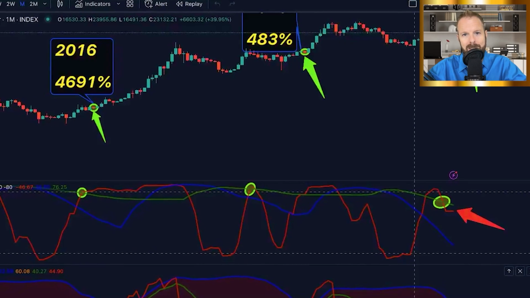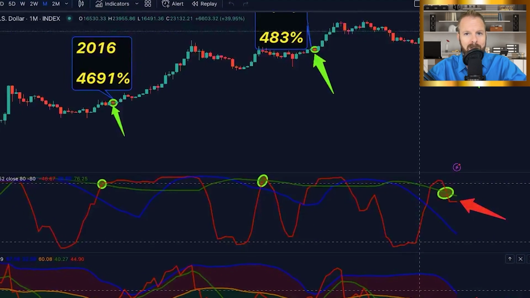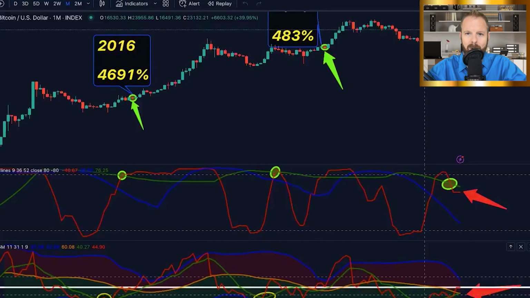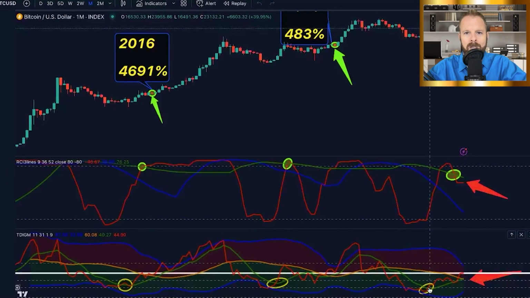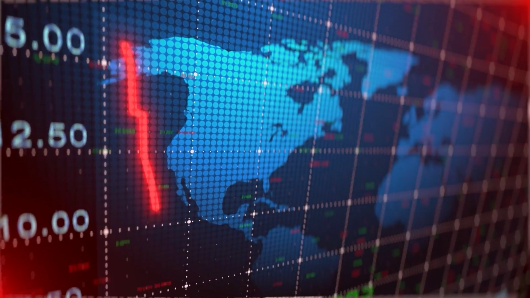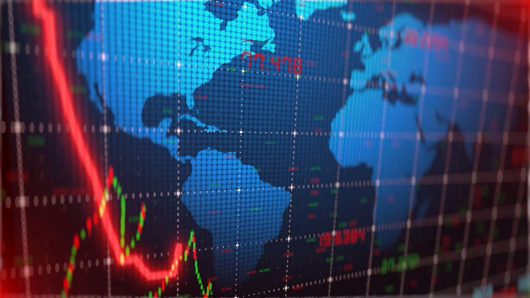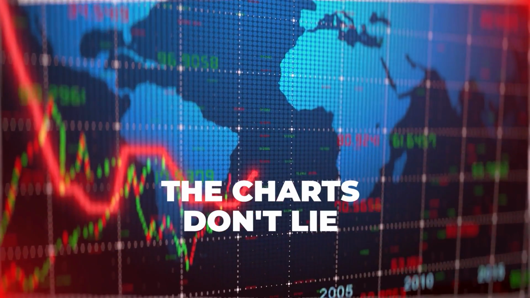Which one turned out to be true? Bitcoin more than doubled in price. The stock market had the best start of the year in 40 years. The facts are in the charts. Men lie, women lie, the charts don't lie.